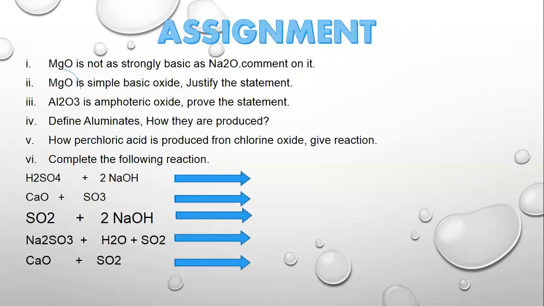Assignment for you from my side: magnesium oxide is not as strongly basic as sodium oxide. Comment on it. Magnesium oxide is a simple basic oxide. Justify the statement. Aluminium oxide is an amphoteric oxide. Prove the statement. Define aluminates, how they are produced. You have to give the reaction. How is perchloric acid produced from chlorine oxide? Give reactions. Also, another form of question from this topic is completion of the reactions.